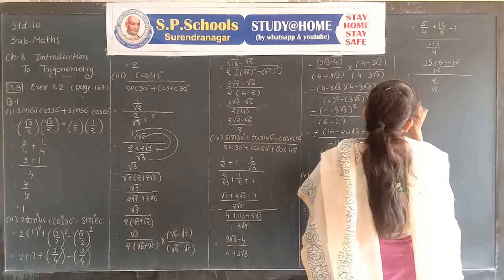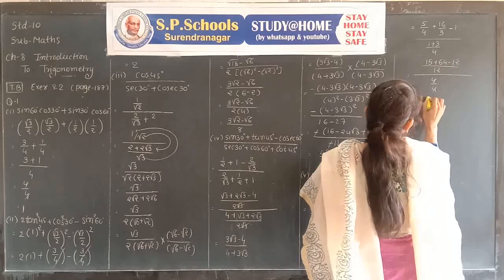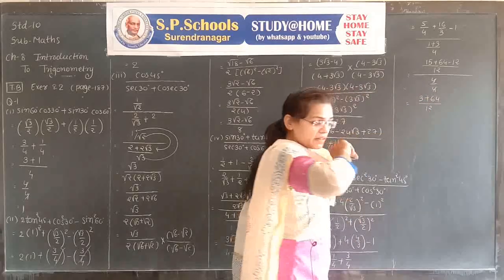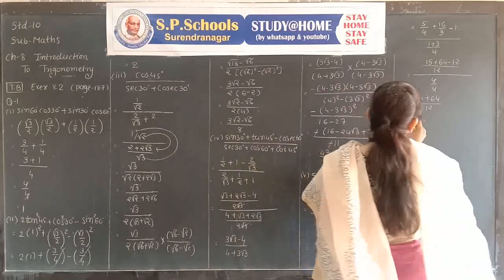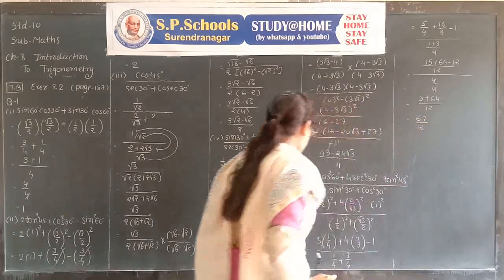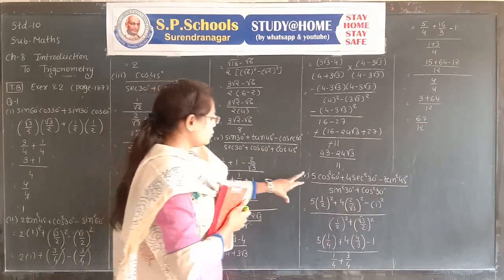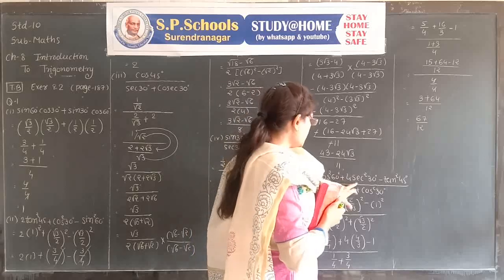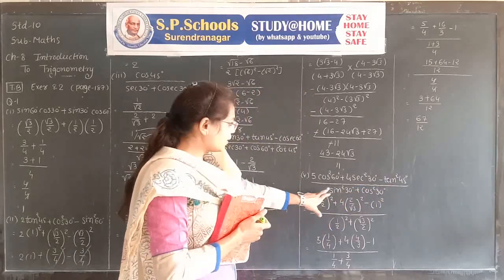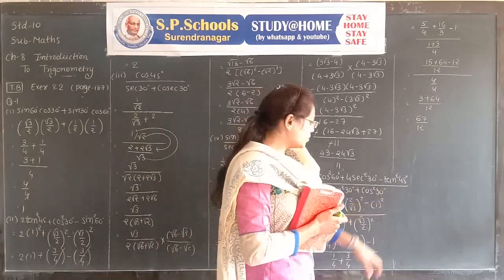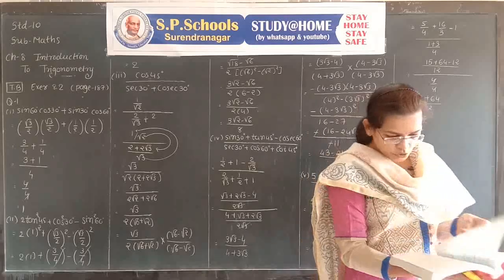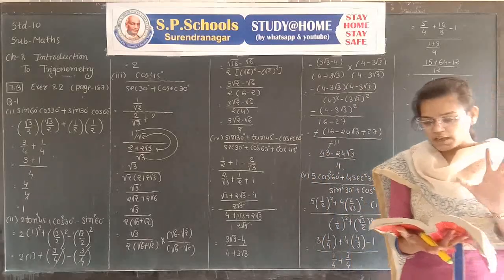15 remains as it is, or 15 minus 12, which is 3, plus 64 upon 12. Denominator is 1, so there is no need to write. 67 upon 12. Here 67 upon 12 is the value of 5 cos square 60 plus 4 sec square 30 minus tan square 45 upon sin square 30 plus cos square 30. Hence our question number 1 from exercise 8.2 is completed.